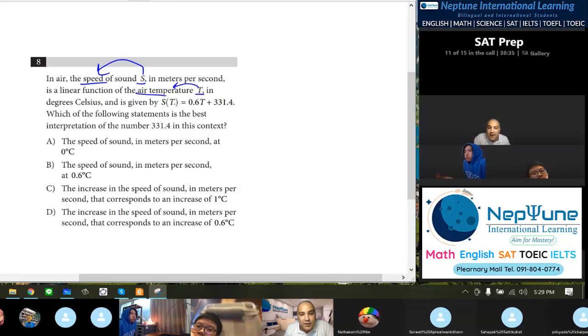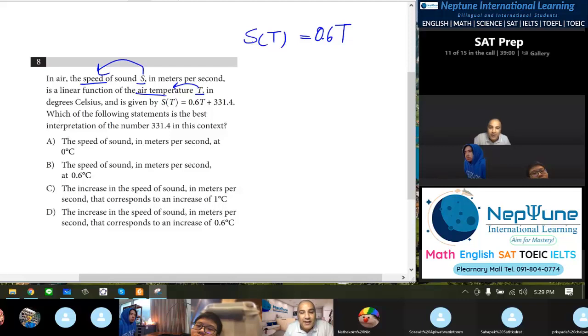And I'm just going to explain what it means. If the temperature increases 1 degree Celsius, the speed of sound will increase 0.6 meters per second. And if the temperature is 0, if there is no temperature, the speed of sound is 331.4 meters per second. That's what this means.